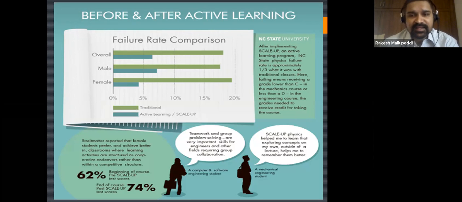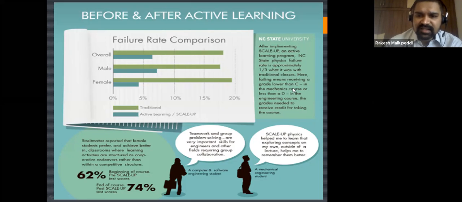So you see, when you are using this active learning, you can see a tremendous difference in the failure rates. Here, failing means receiving a grade lower than C in mechanics, and lower than D in engineering. The credit scores have improved. The failure rate has decreased. So the success rate has improved, and the students are performing better than before.